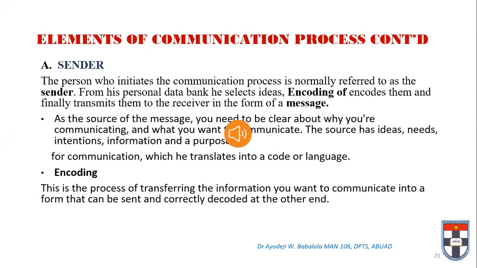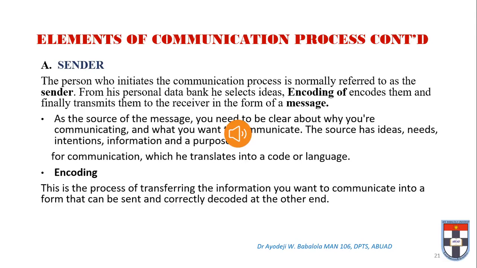So let's look at the elements of communication one after the other. The sender is the person who initiates the communication process. From his personal information bank, from his personal idea bank, he selects the ideas that he wants to communicate. That is from his head, from his thoughts, from his thinking. He decides, from his experiences, what ideas or thoughts he wants to communicate to the receiver. And he encodes these ideas and then transmits them to the receiver in the form of a message. So the sender is the source of the message.